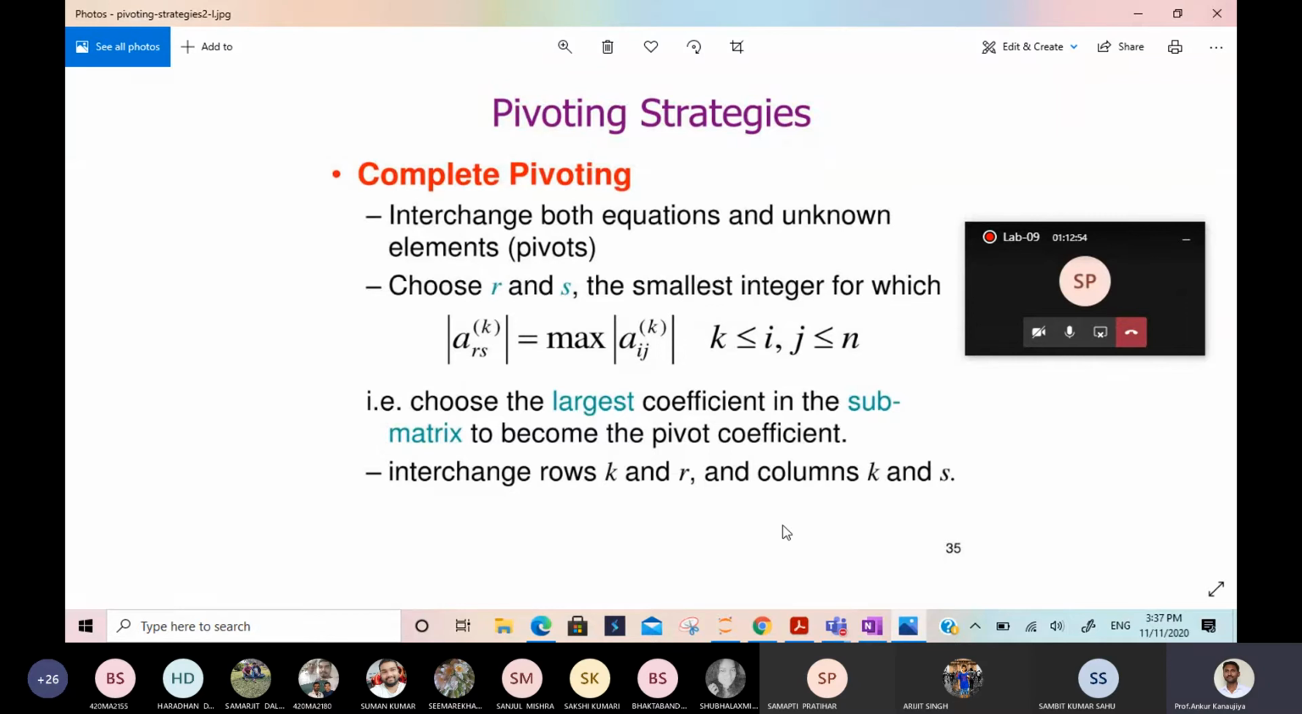Can anyone understand this and explain to me what exactly that means? Sir, in the case of partial pivoting, we were looking at only a single column, but here it is a submatrix case. Yes, here we are looking at the whole matrix. So let us do it with an example.